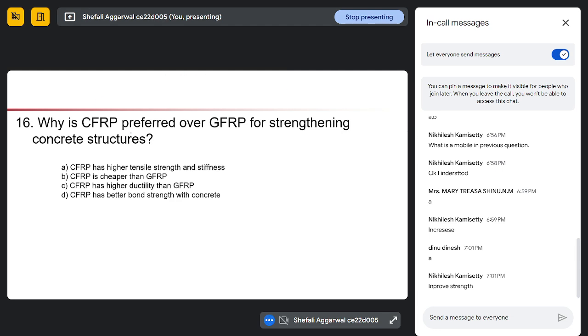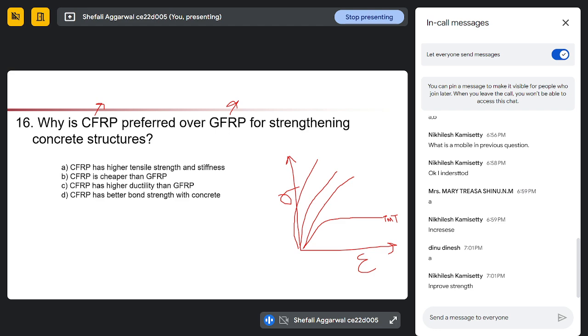Why is CFRP, carbon fiber reinforced polymer, preferred over GFRP for strengthening concrete structures? CFRP has higher tensile strength and stiffness, is cheaper than GFRP, has high ductility, has better bond strength with concrete. So if you remember, we have seen the stress strain curve of different types of FRP. We had three things, and then we had normal steel.